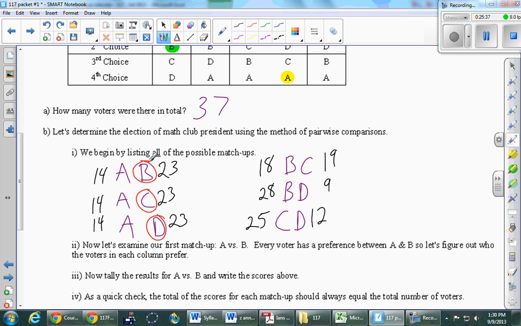B and C was very close. Who won? C. B and D, not so close, is B. And then C and D is C. So then over here, we're going to keep track of our points. So A, B, C, and D. We're just going to award points based on how many times they each won. How many times did A win? None. How about B? Twice. You can see the first one and then the middle on the last column.